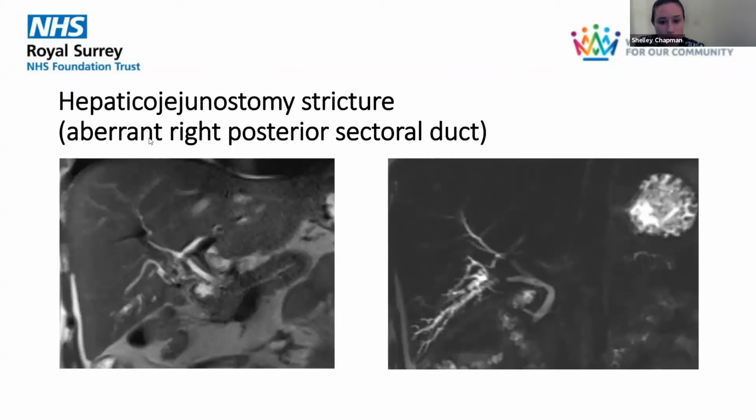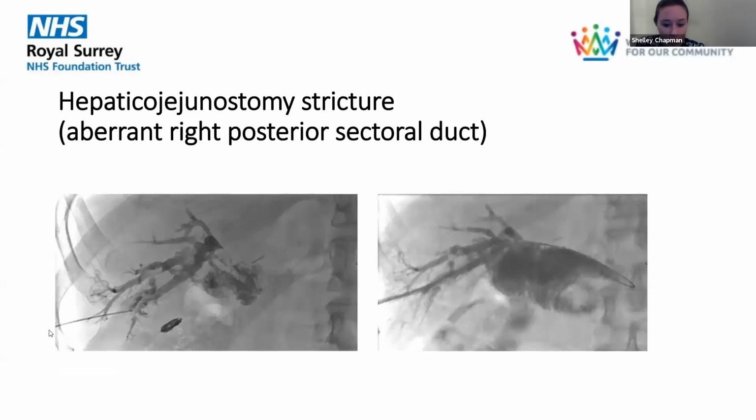This patient had an aberrant right posterior sectoral duct injury at a difficult cholecystectomy. They had a hepatobiliary procedure at the time of the surgery and recovered really well, but then represented with recurrent cholangitis. This is a coronal MRCP sequence, and you can see that these ducts are dilated here in the right posterior sectoral duct. And this is in keeping with a stricture. You can also see some filling defects here within the duct. It's a bit more subtle.